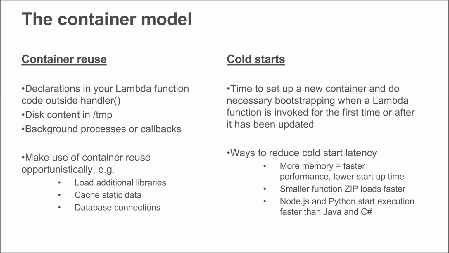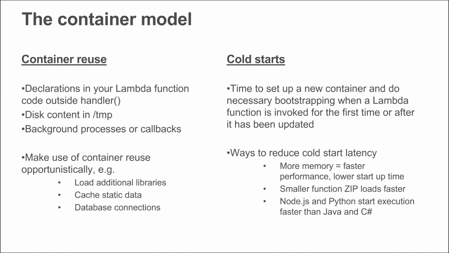Anything which you declare in your Lambda function outside the handler effectively will run only once, because the handler function is the only thing which is going to go inside of your execution for the function run. So you can start declaring things inside this code, and those will be effectively treated as a global namespace, which can be shared across different invocations. Same thing, you can add the disk content of the /tmp. That also stays across Lambda functions. Any background processes or callbacks which you have initiated, even if the function actually terminates, these background processes will continue to run. So you can opportunistically make use of this.